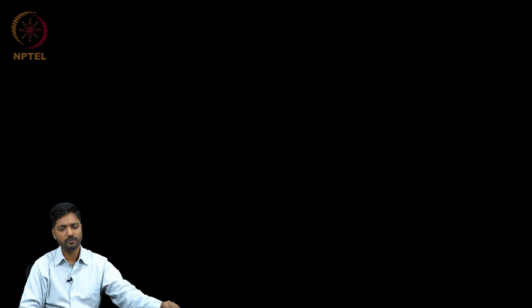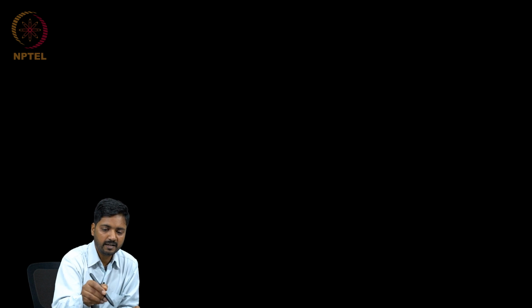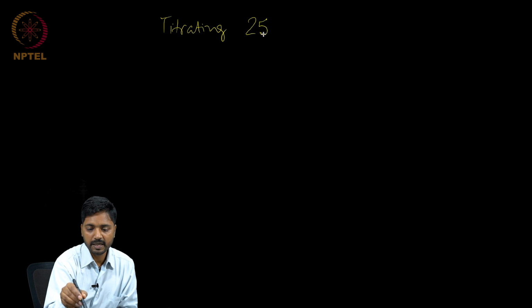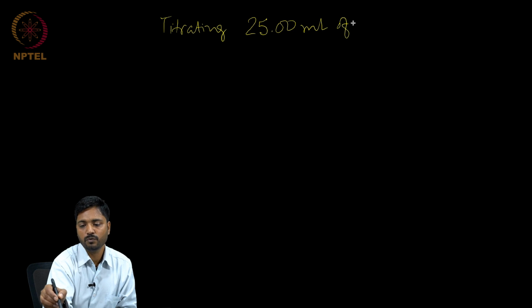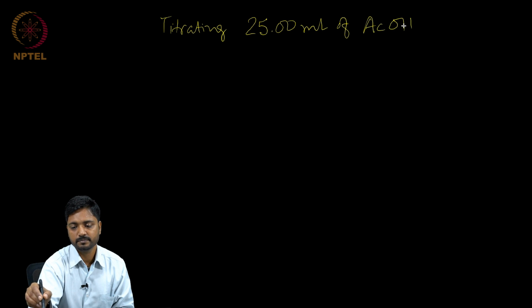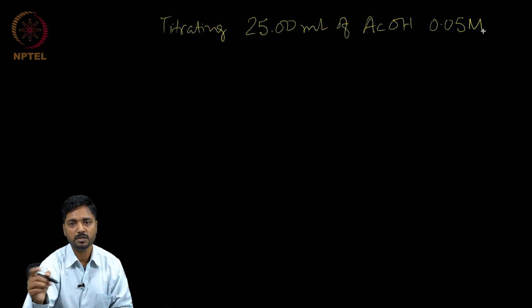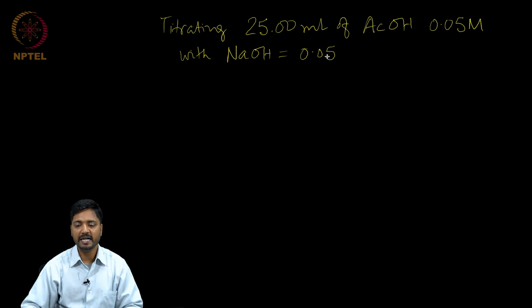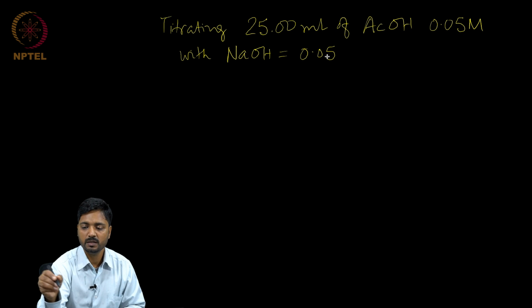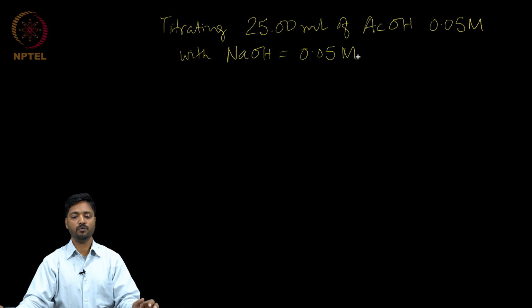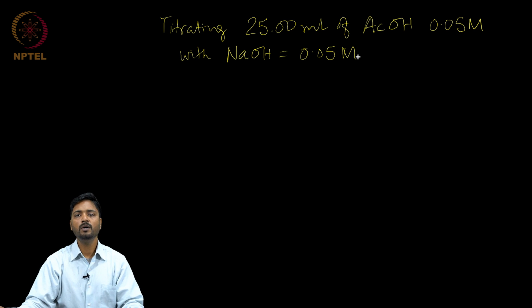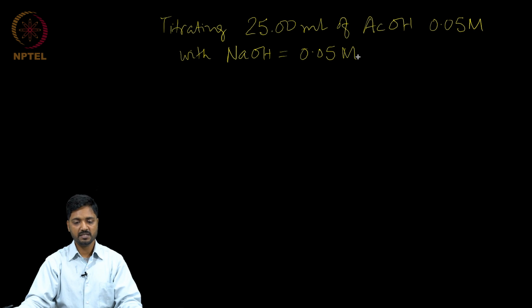In this case, what we are doing is we are titrating again 25.00 ml of acetic acid, and its concentration is again 0.05 molar, just to make quick comparisons. We are titrating this with sodium hydroxide of the same concentration, which is 0.05 molar. Now when we are titrating a weak acid and a strong base, we need to consider three different equilibria that may be in existence.